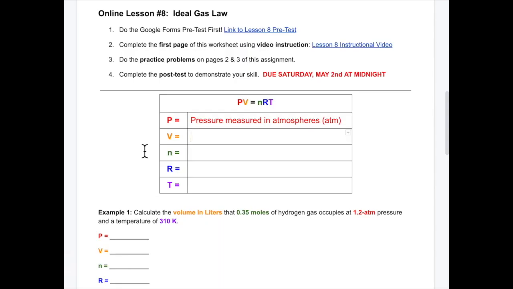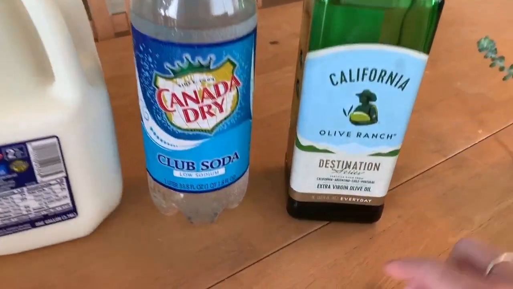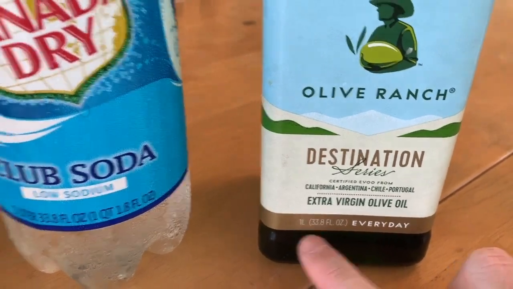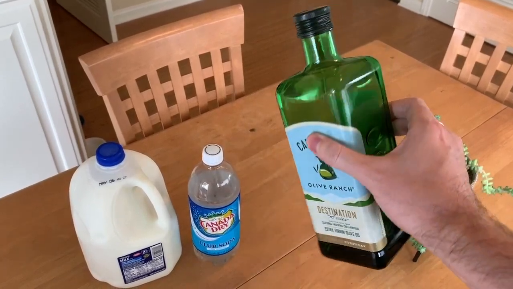The next variable is V, and V stands for volume, which is measured in liters. I'm now going to show you some household items so you can get a better idea of what 1 liter looks like. So here's a bottle of olive oil, and if you look very closely at the bottom of the label here, it says the volume is 1 liter. So this bottle here should give you a pretty good idea of what 1 liter looks like.